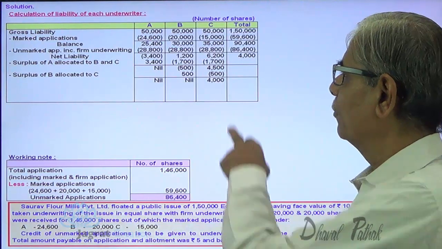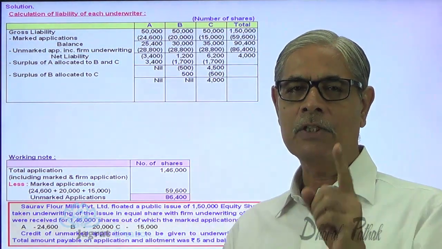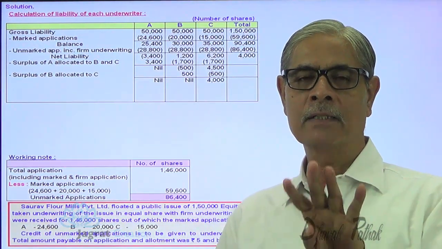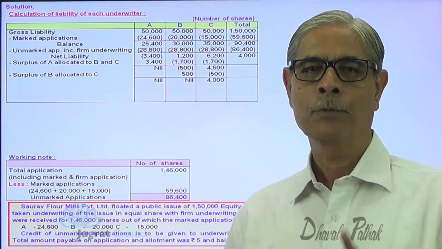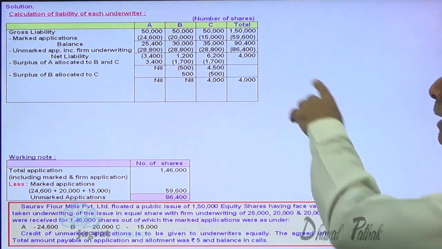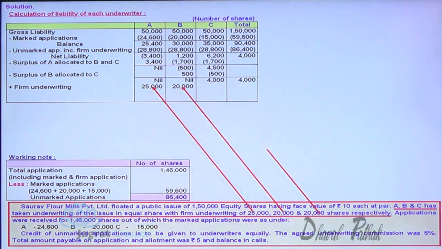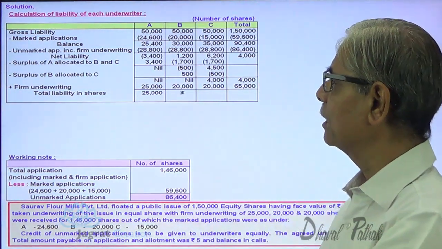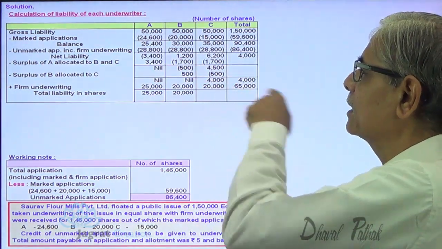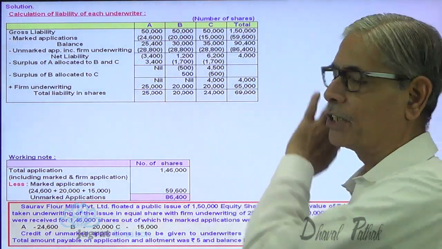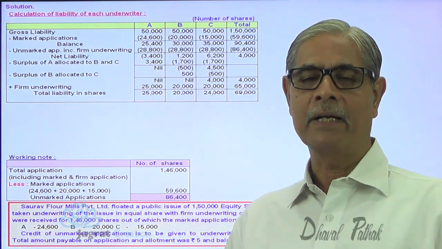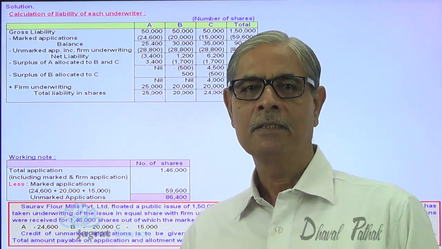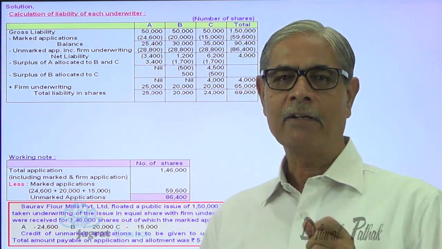So 4,000 shares liability is on the shoulders of underwriter C. So C has to purchase 4,000 shares over and above the firm shares from the company. So this is how the liability is determined. To that you are required to add the firm. So number of shares, A is supposed to purchase 25,000, B is supposed to purchase 20,000, C is supposed to purchase 24,000. So total 69,000 shares are required to be purchased by underwriters. That is made of the firm application plus number of applications found short. That I have already explained to you.